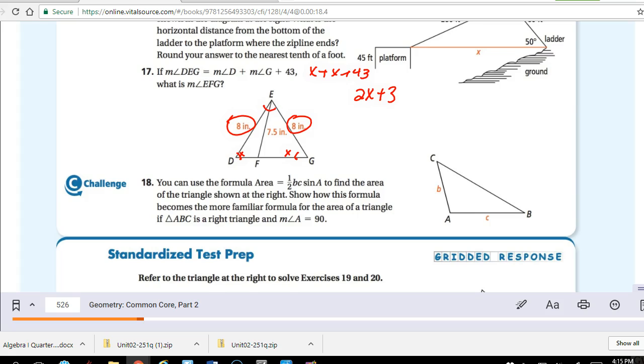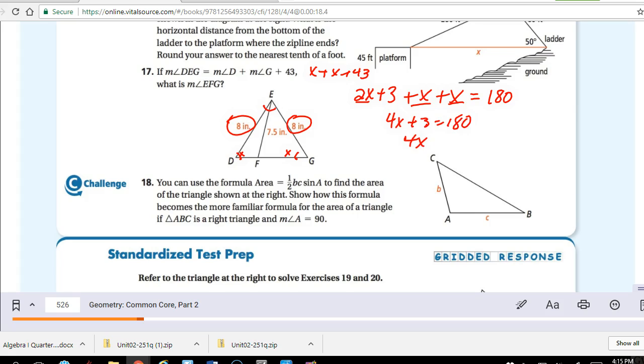Okay? Now, if we know that this one is x and then the other one is x, then together those three angles right there have to add up to 180 because they're the three angles of a triangle. So if we combine this together, we get 2x plus another x is 4x plus 3 equals 180.